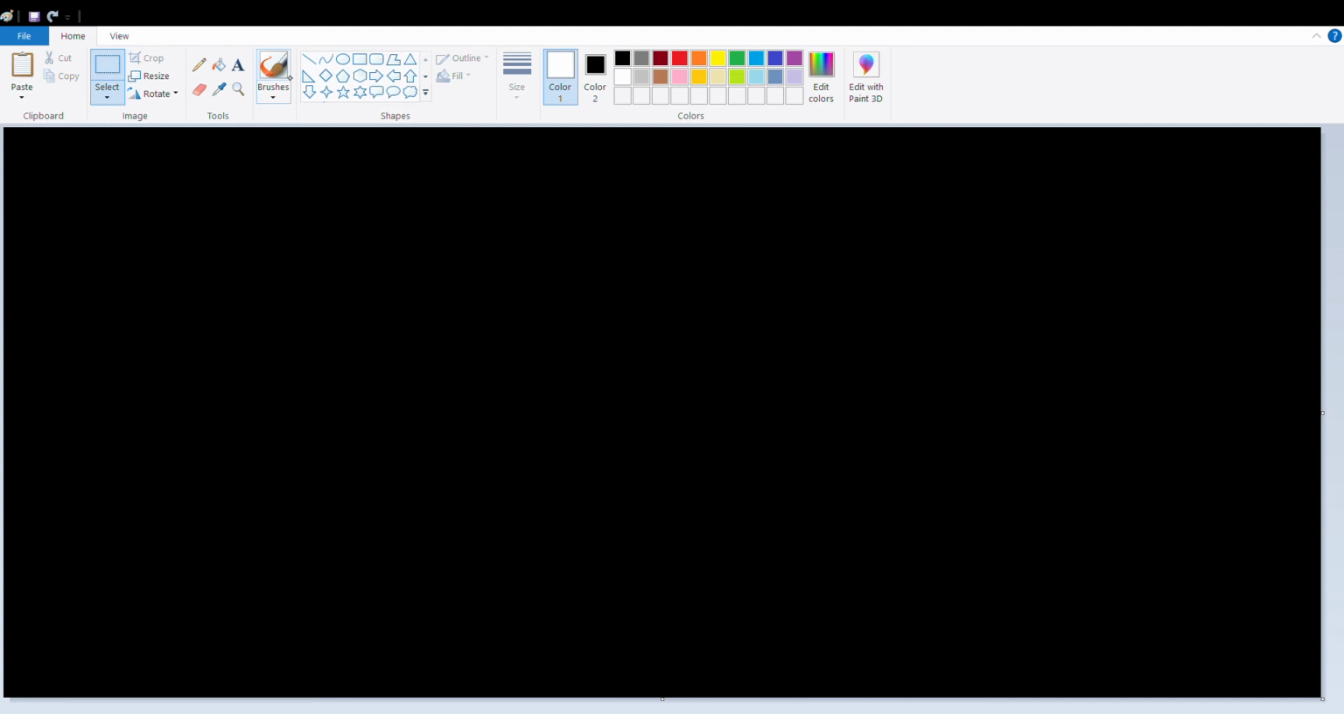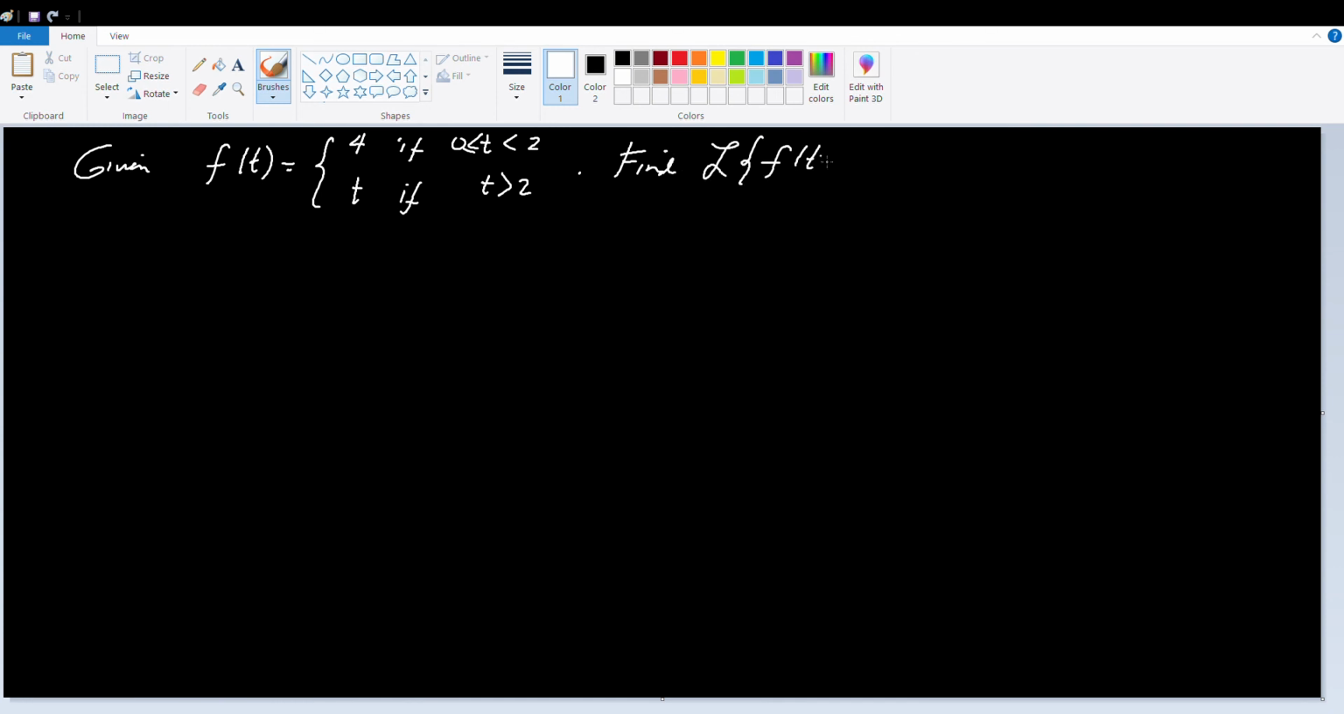Now, supposing that we are given f of t as a piecewise function equal to 4 if t is from 0 to 2, and t if t is greater than 2. Okay? Find the Laplace transform of f of t.